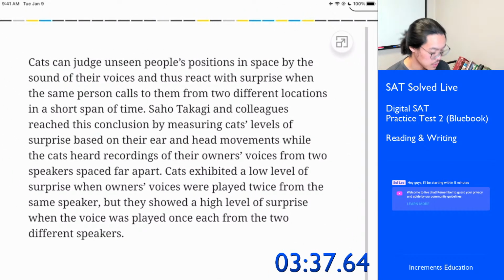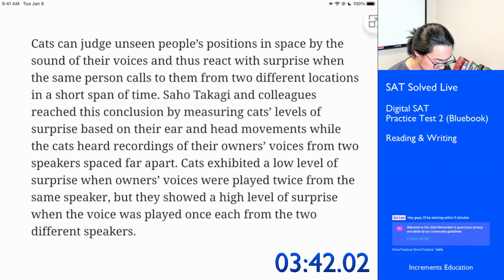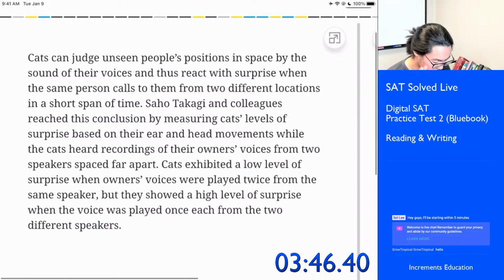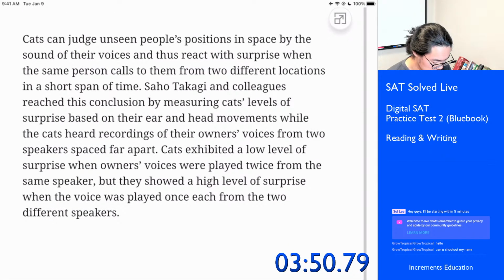Number 7, here we go. Or is it 8? Number 8, here we go. Cats can judge unseen people's positions by the sounds of their voices and react with surprise when they call from 2 different locations. Low level of surprise when the voices were played twice from the same speaker. High level of surprise when played once each from 2 different speakers.